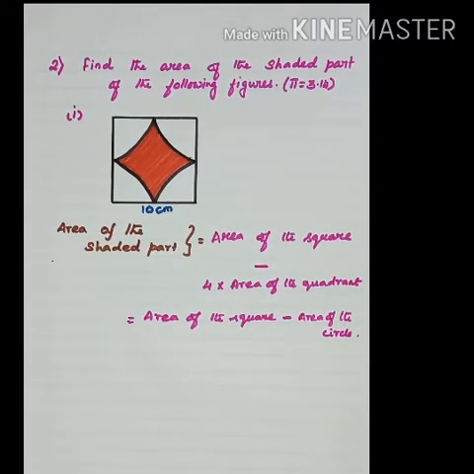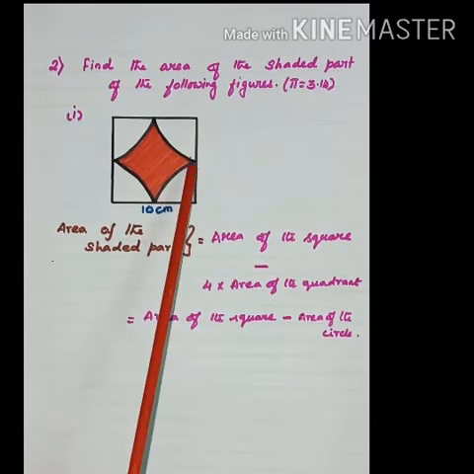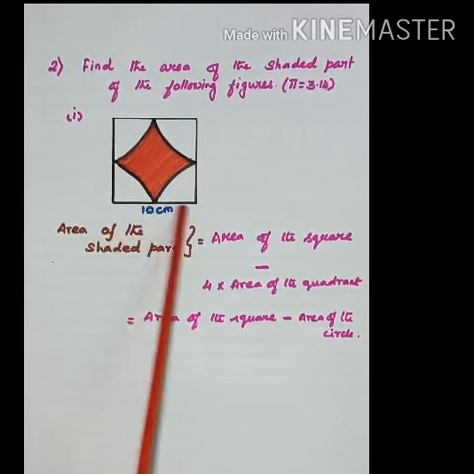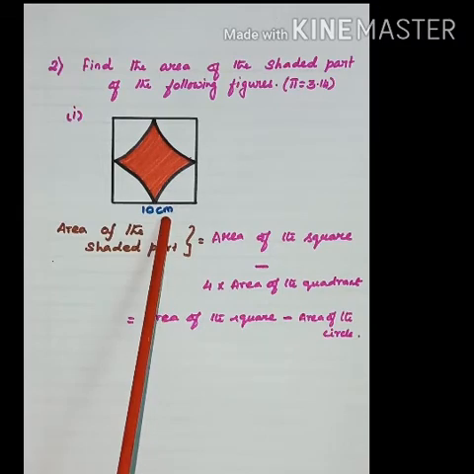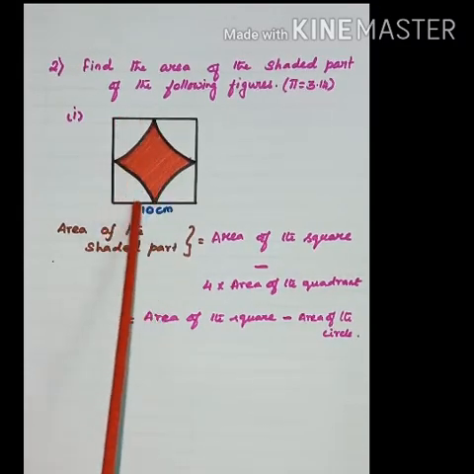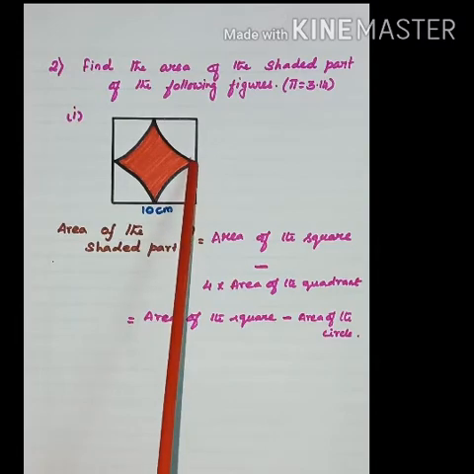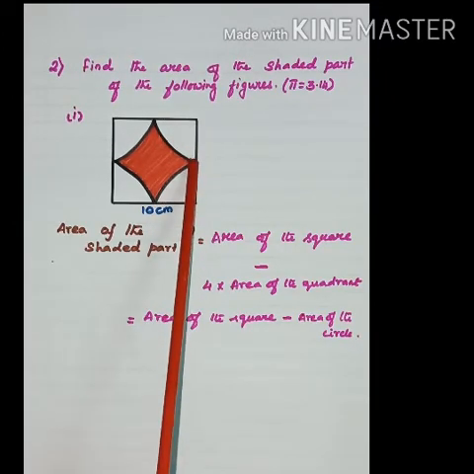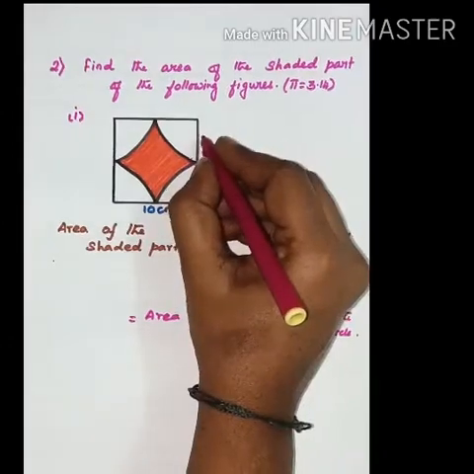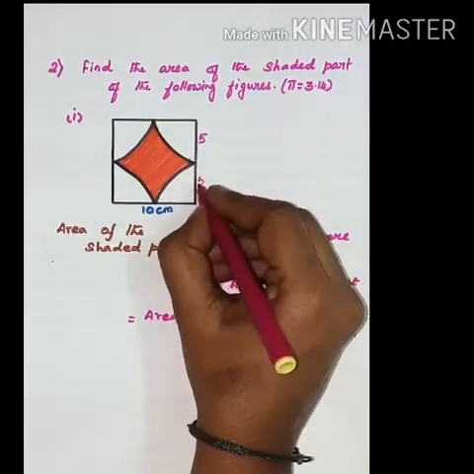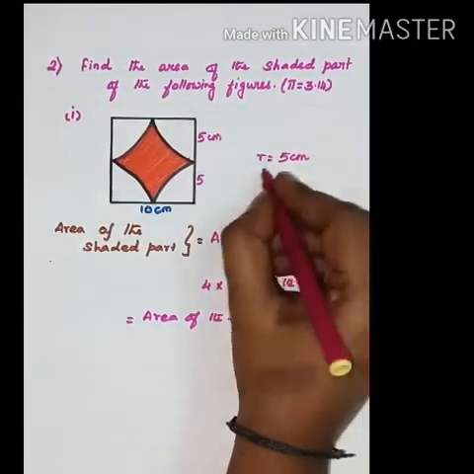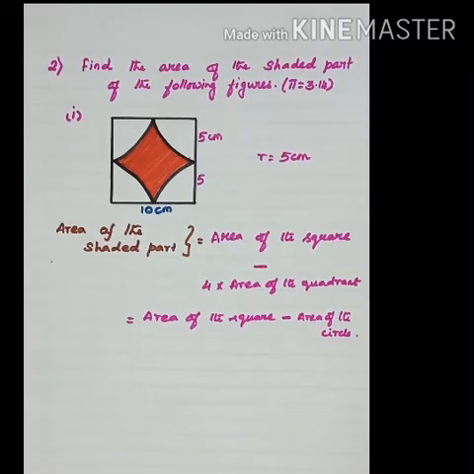To find the area of the circle, we should know the radius. Here, the side of the square is given as 10 centimeter. So, from that, this point is the mid of this side. So, from here to here, the length will be 5. So, radius is equal to 5 centimeter.